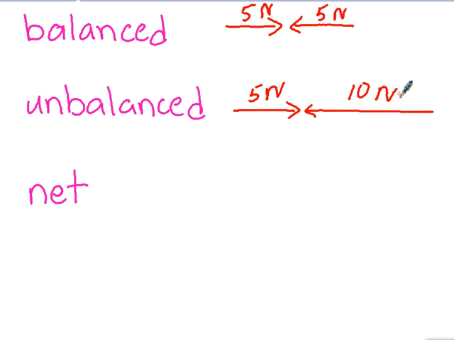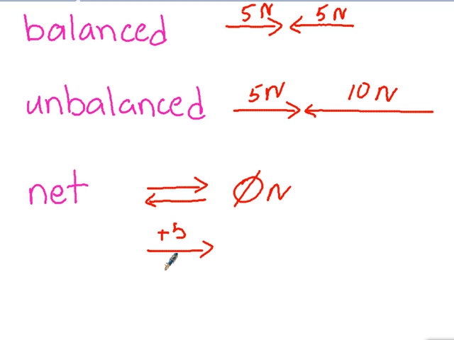When we then look at the idea of a net force, in our first example, we have 5 newtons to the right and we have 5 newtons to the left. This results in a net force of 0 newtons. When we look at the second example of an unbalanced force, and we have 5 newtons to the right, or positive 5, and we have 10 newtons to the left, or negative 10, our result is negative 5 newtons, or a 5 newton force pushing to the left.